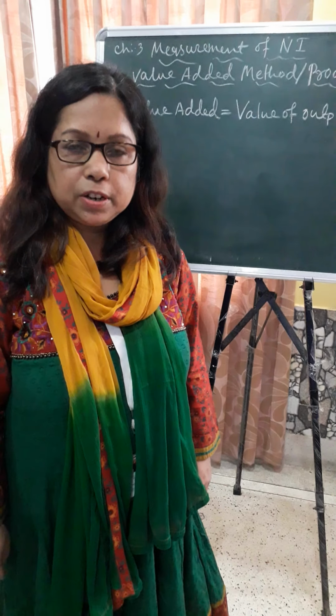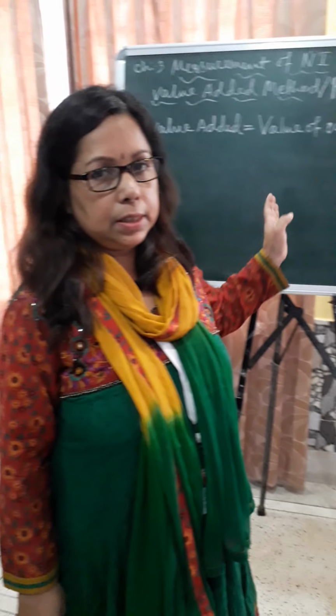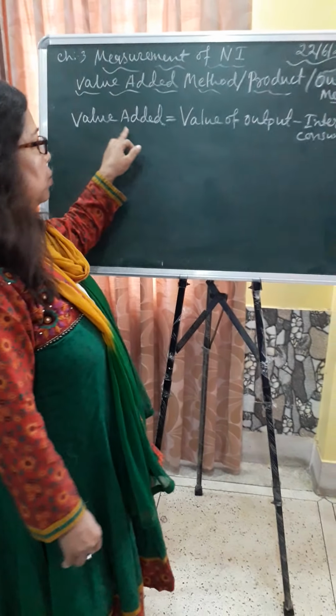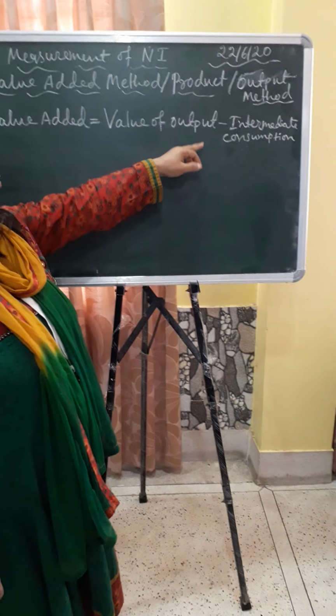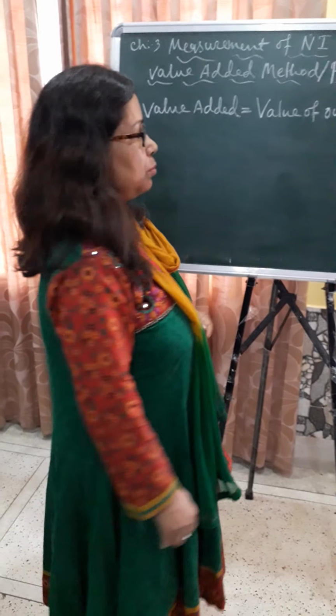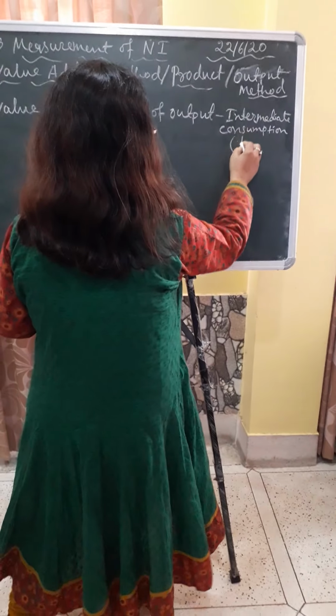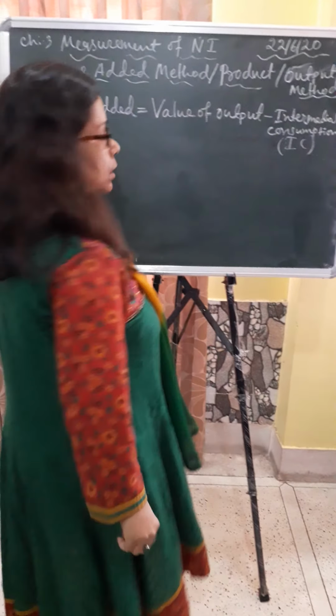What is value added? Value added refers to the addition of value to the raw materials or intermediate consumption by virtue of a productive unit. It is the difference between the value of output minus intermediate consumption. So I have written here the formula: value added equals value of output minus intermediate consumption. In short form, IC, intermediate consumption.